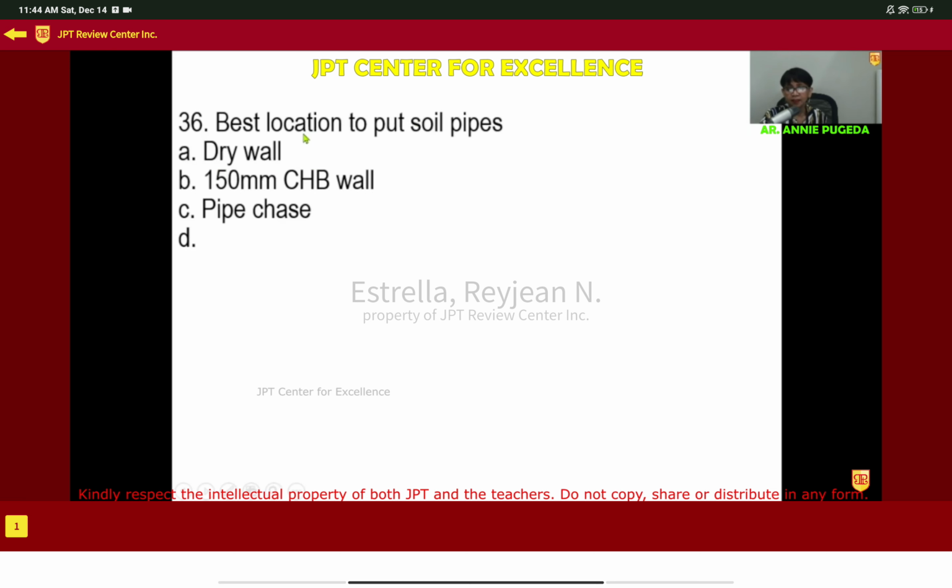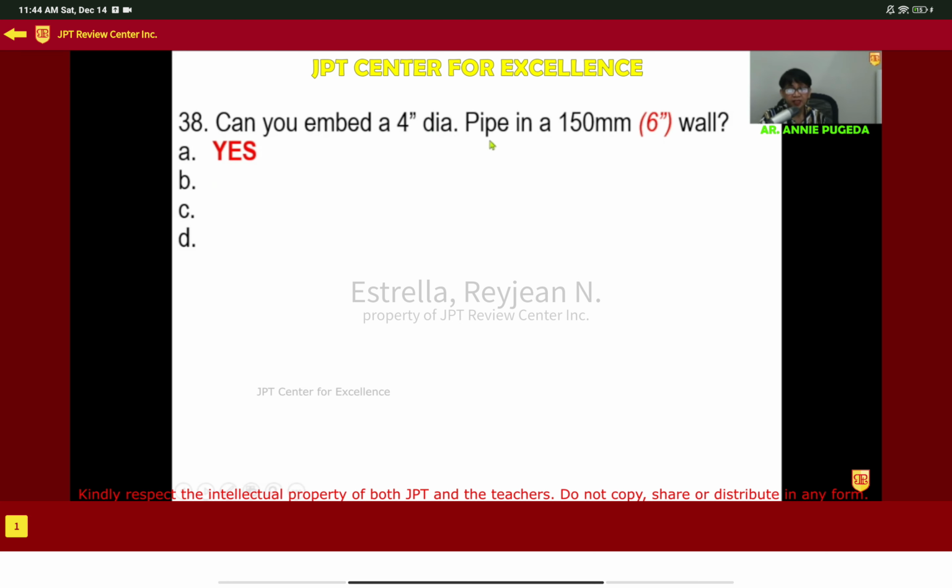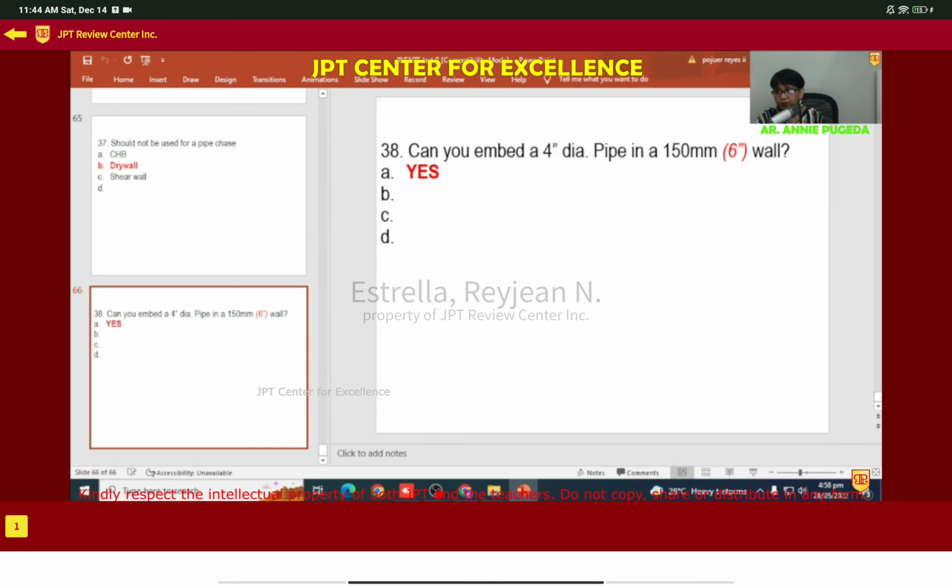Okay, next. Best location to put soil pipes. Eh di siyempre sa pipe chase. Di ba? Ang bilis ng mga ganitong klase ng question eh. Kasi alam nyo na yung characteristic ng pipe chase. Should not be used for pipe chase kasi nga masisira. Hindi sanay. Kaya nga tinawag ng drywall, hindi sanay sa moisture eh. Then, can you embed a 4-inch diameter pipe in 150 or 6 inches of force? Yung mga roughing in na tinatawag. Then, tapos pala yung part na yun.